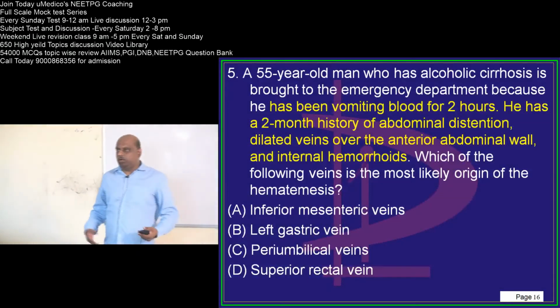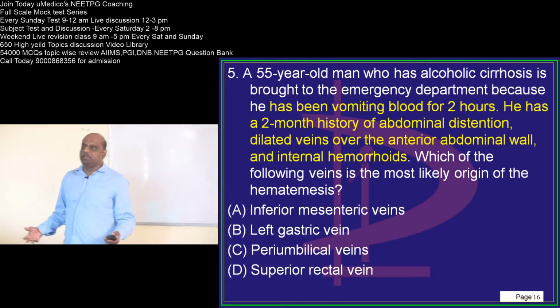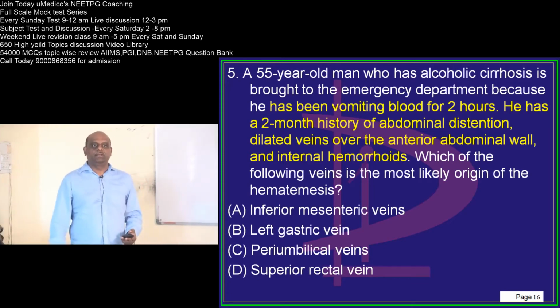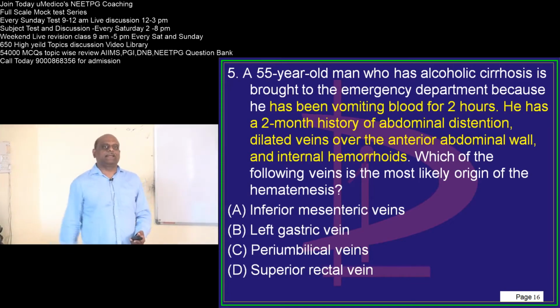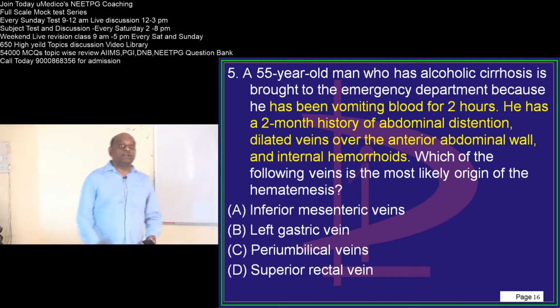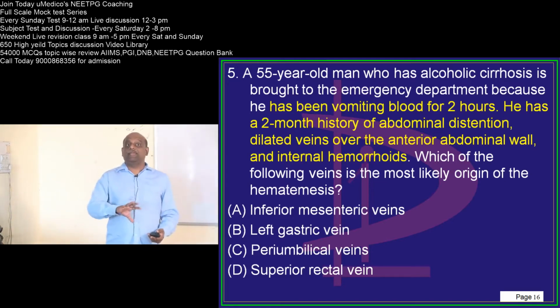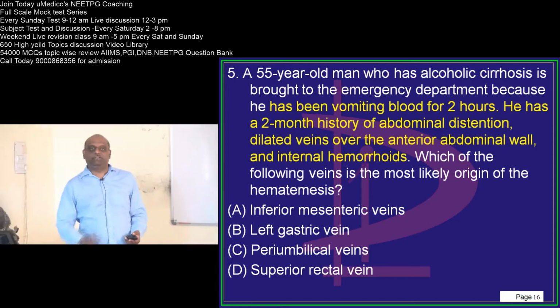A 55-year-old who is having alcoholic cirrhosis along with portal hypertension started to have hematemesis. Why does hematemesis occur in case of portal hypertension? What is the anatomy of the portosystemic anastomosis in cirrhosis of liver?